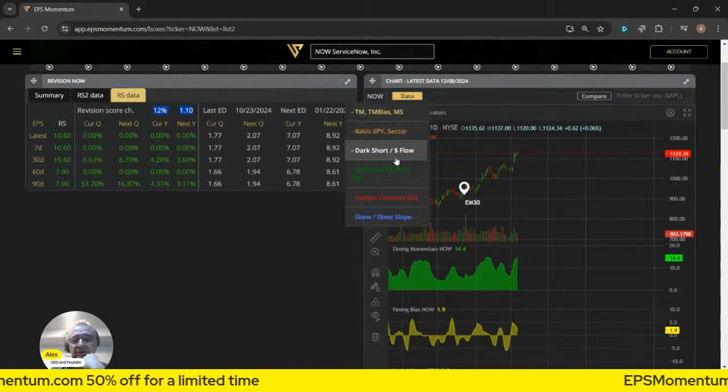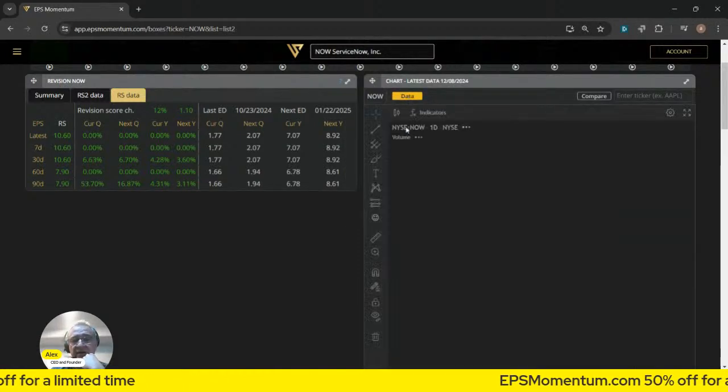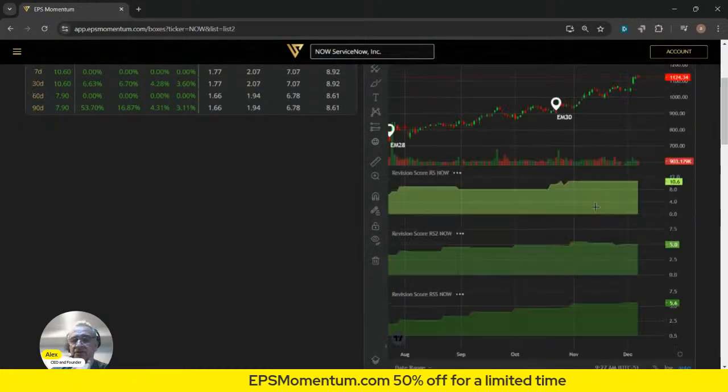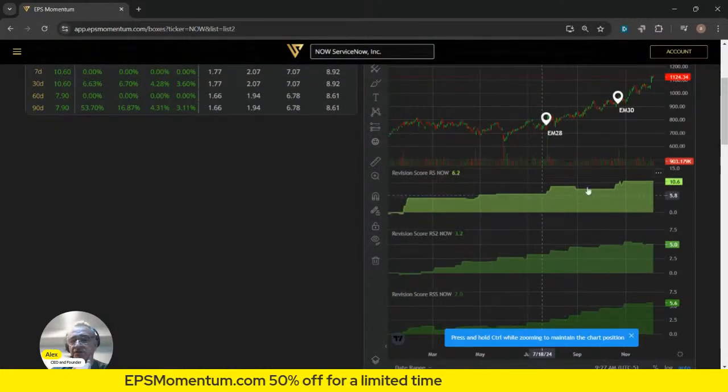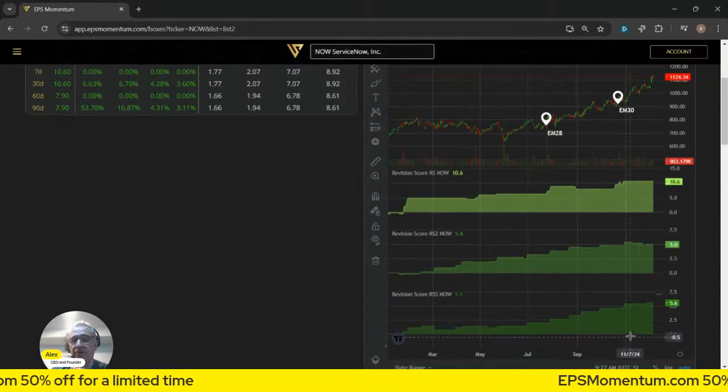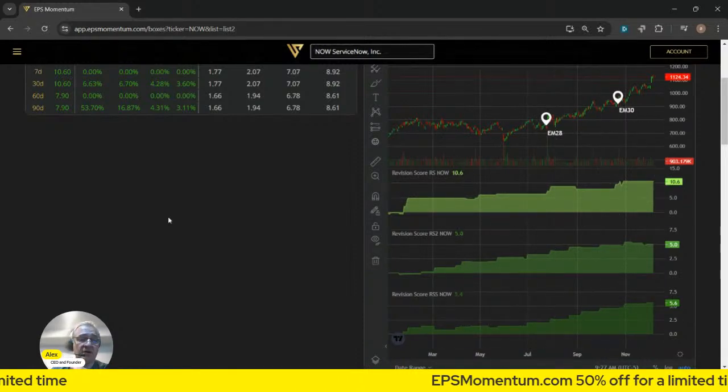Now you can also have it on the chart here. You click on data and then revisions, and then it restarts the chart and brings the revisions here. So you can see how revisions have been going higher up, and sales and the price as well.